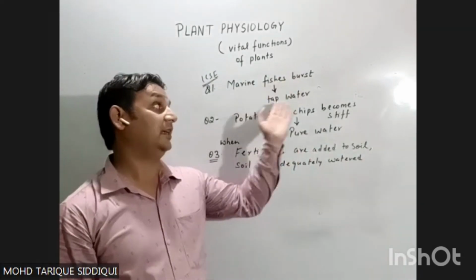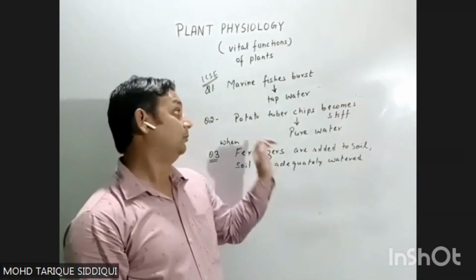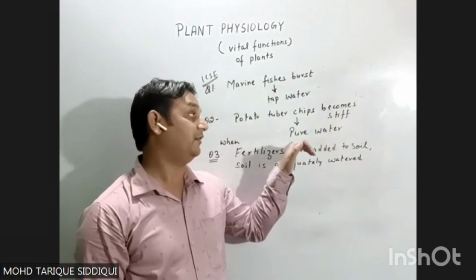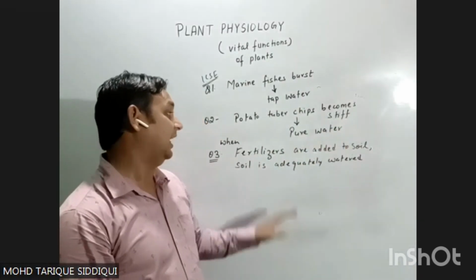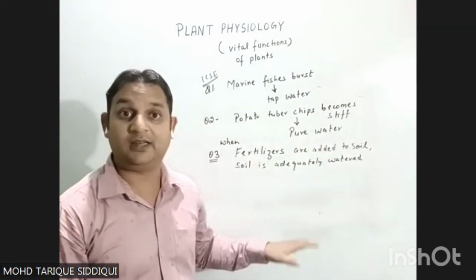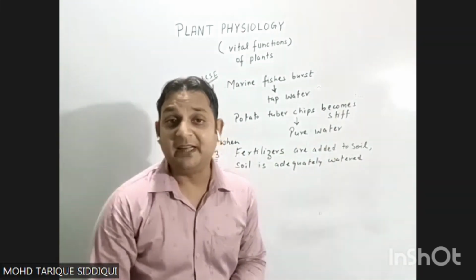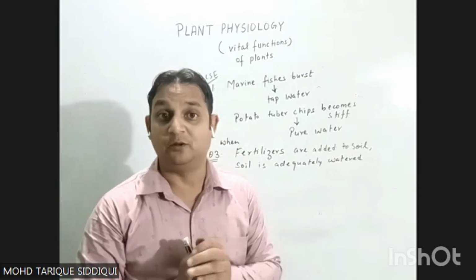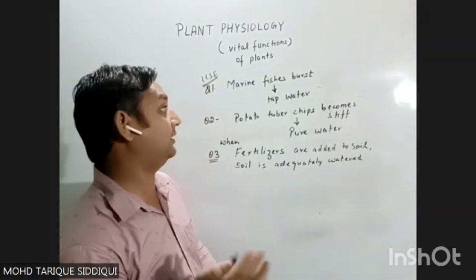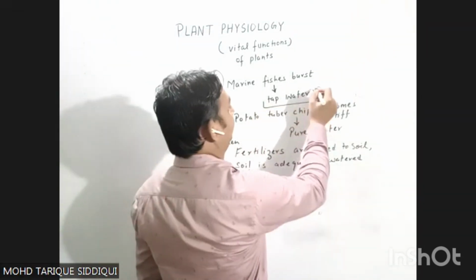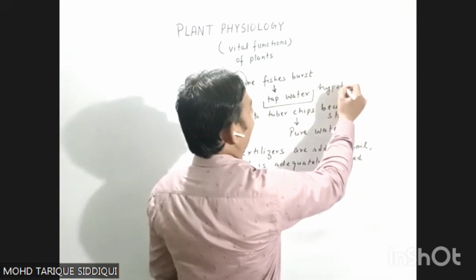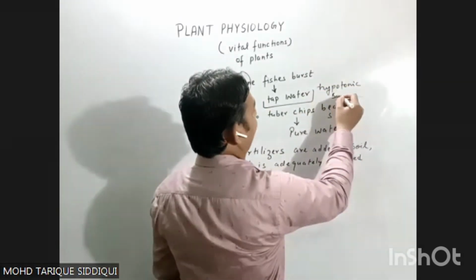Marine fishes burst when they are placed in tap water. Potato tuber chips become stiff when they are placed in pure water. And fertilizers are added to the soil, soil is adequately watered. Now, marine fishes burst when placed in tap water. What is tap water? Tap water is a hypotonic solution.